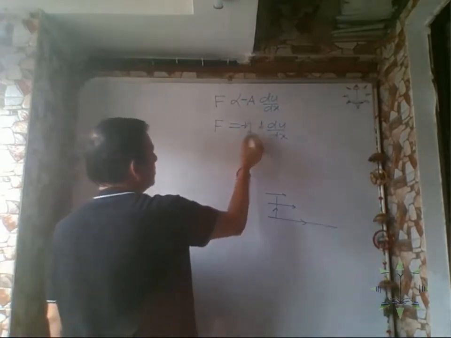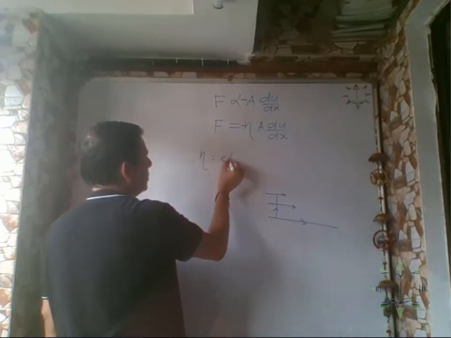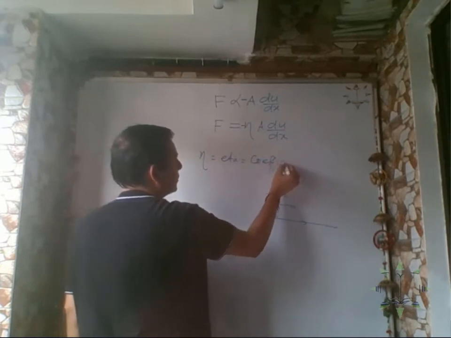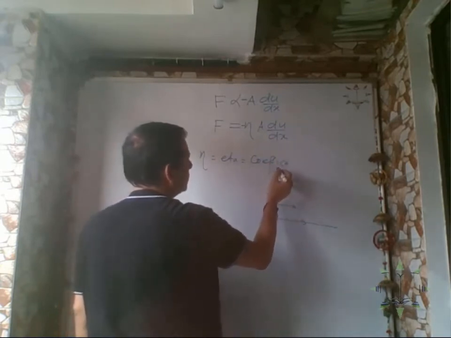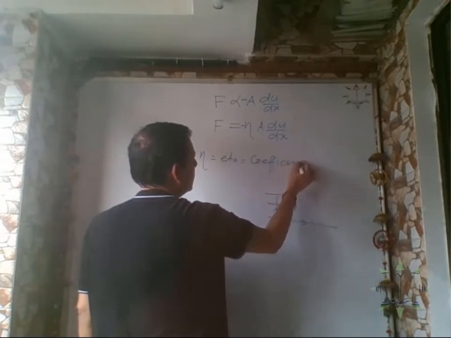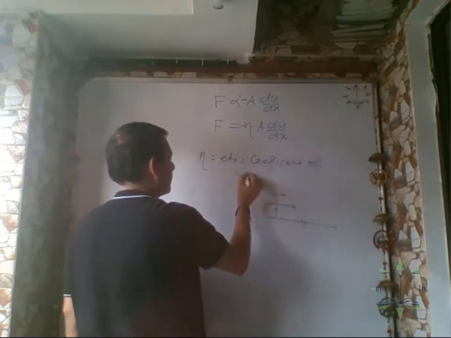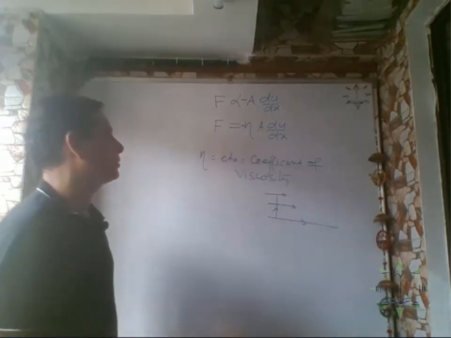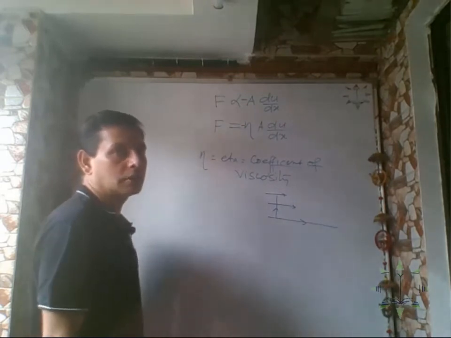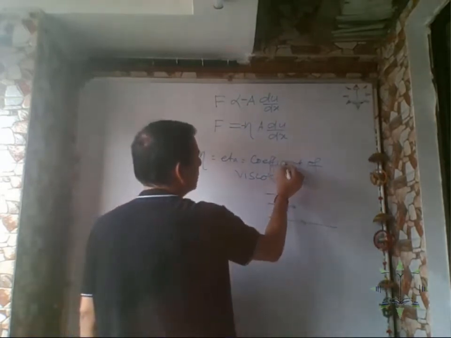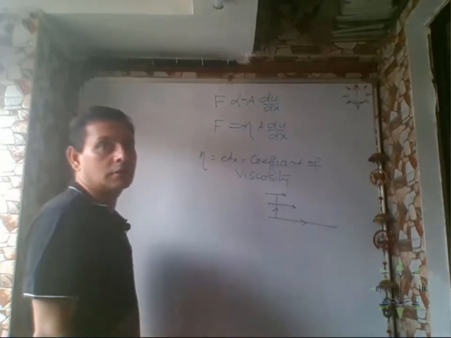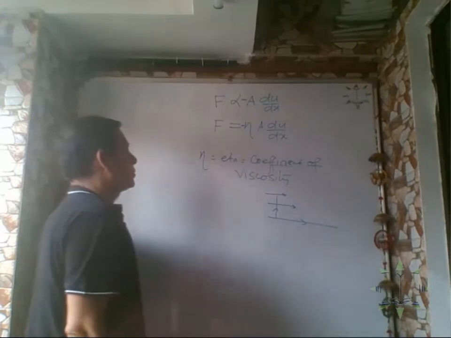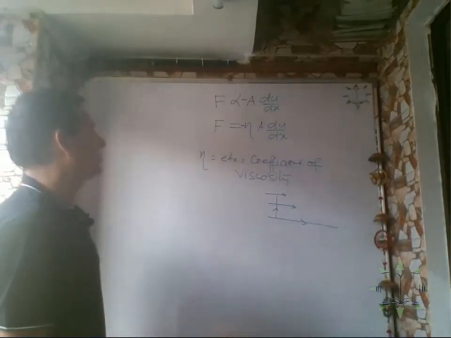So this constant of proportionality is called eta. This is pronounced as eta. This is called coefficient of viscosity. Coefficient of viscosity. Is the spelling of coefficient correct? C-I-E-N-T, okay. So eta is the coefficient of viscosity.